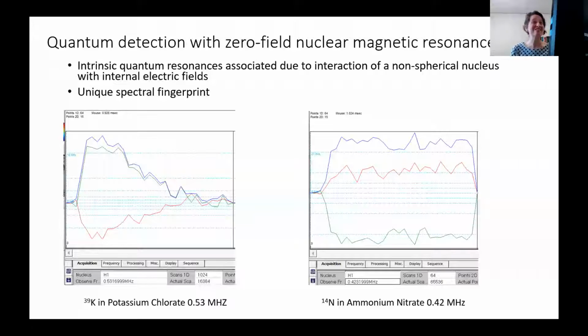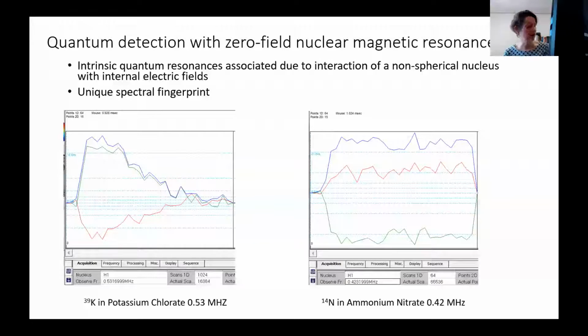I always like to try to include some data that was taken last week. So this is data that was taken this past week on potassium chlorate. Just this past year, we detected it for the first time directly with low field magnetic resonance. I want to point out this is 39 potassium. Potassium chlorate is at 0.53 megahertz. Then we also detected the ammonium nitrate with the same system, so actually a dual explosive measurement. This is done at 0.42 megahertz. If you look at the difference between 0.42 and 0.53, it's quite big.